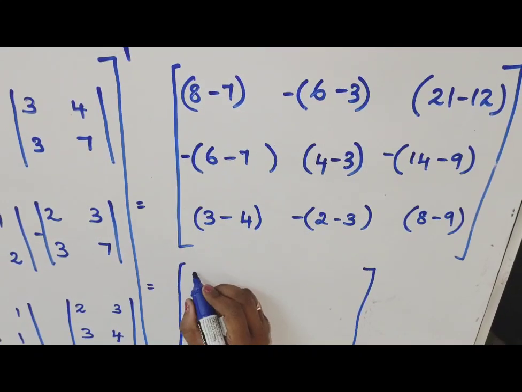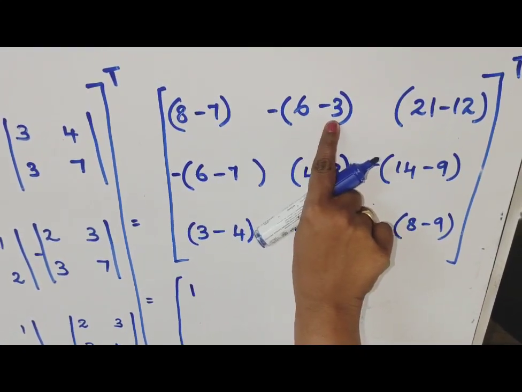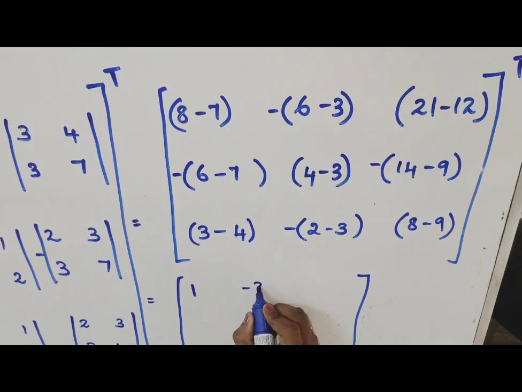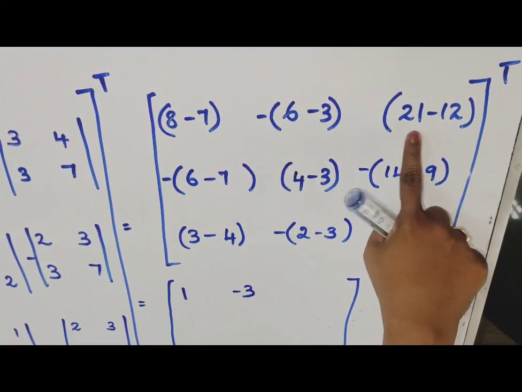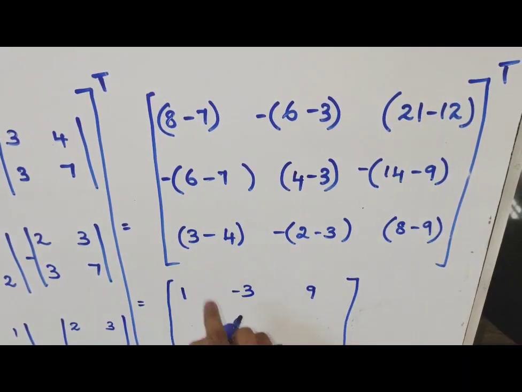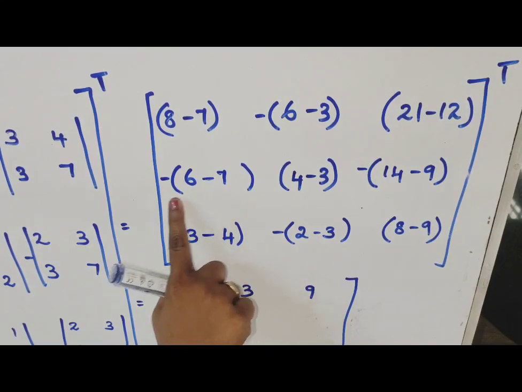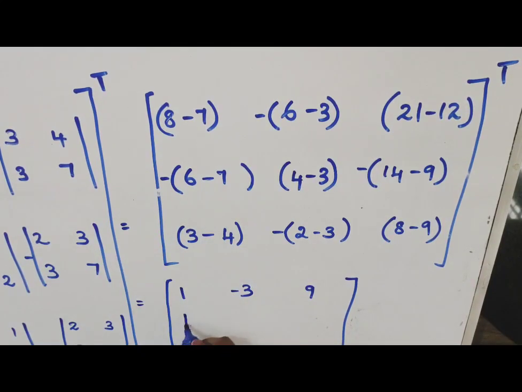8 minus 7 is 1. 6 minus 3 is plus 3. We have 1 minus 3, so we can make it as minus 3. 21 minus 12 is 9. Next, 6 minus 7 is minus 1. We have 1 minus over here, it will become plus 1.